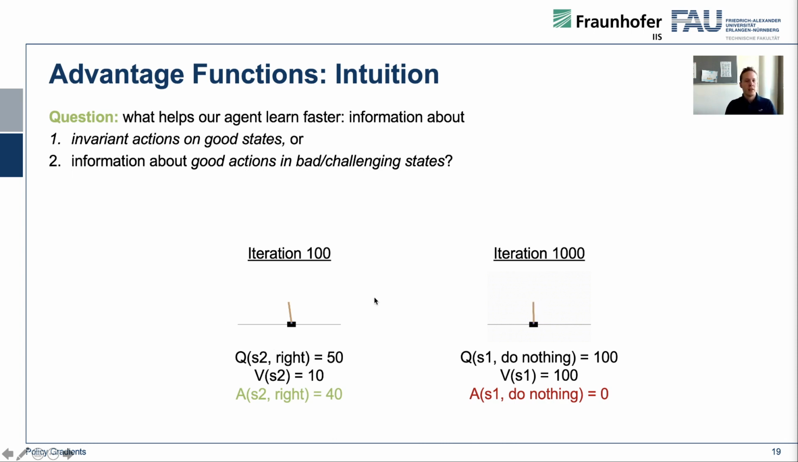What you see here is on the left side a bad state that has a value of 10, and on the right side a good state having a value of 100. You also see a little bit that the pole is slightly off in this case, and here it is balanced quite well. And in this case, you see a large Q value.